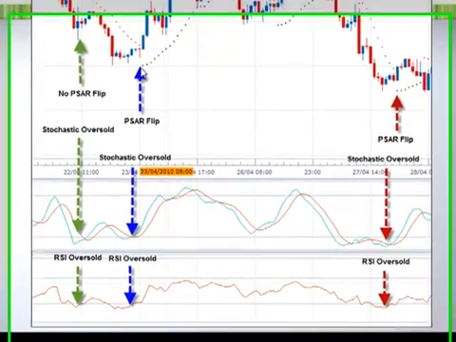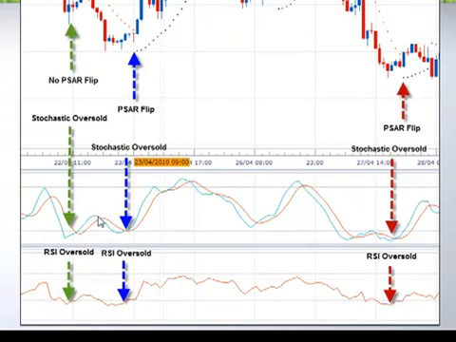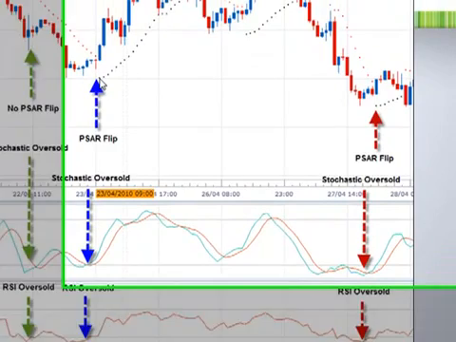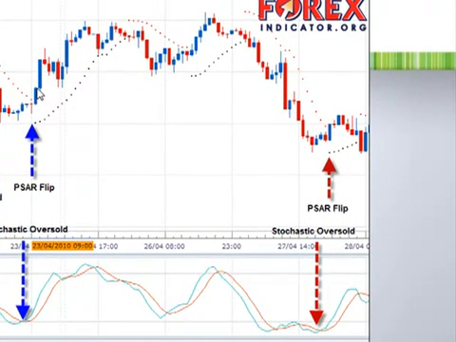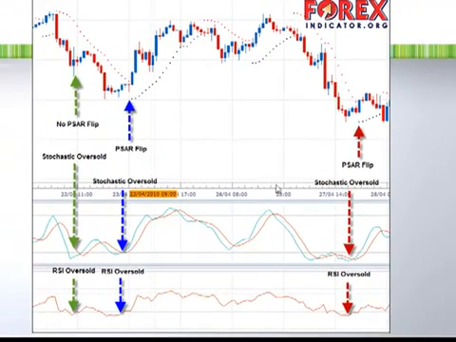Okay, so let's take a look at here. Similarly, the stochastic goes oversold again, as well as the RSI still at the oversold zone. You can see that the PSAR actually flips down, telling us to go for a buy signal. And if you were to buy at this point here, you actually make a profit. You can see that this is the amount of profit that you make. So what we do is that we shall wait.